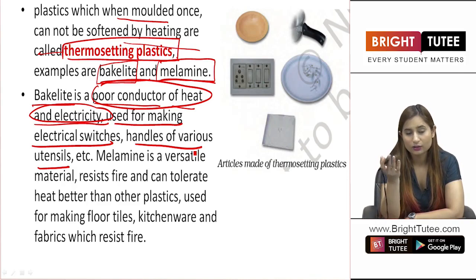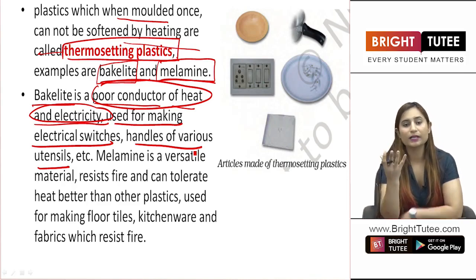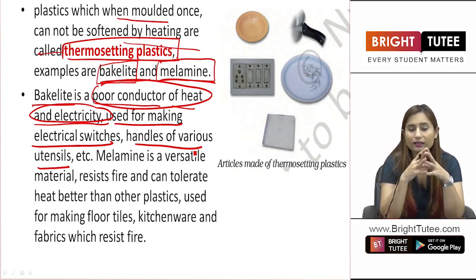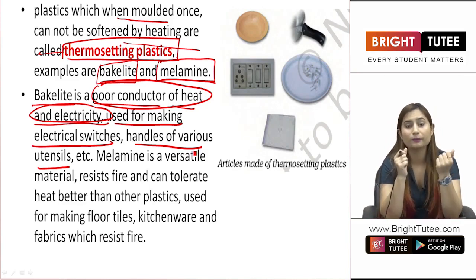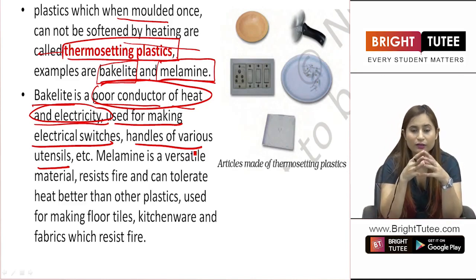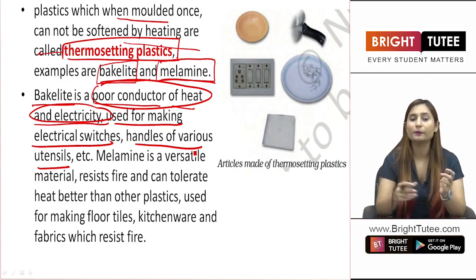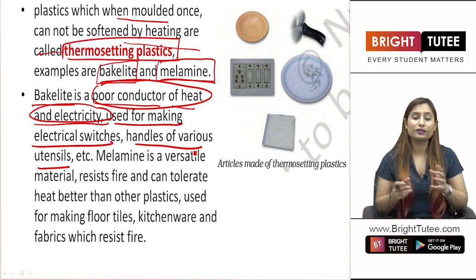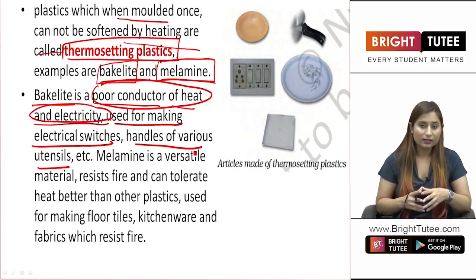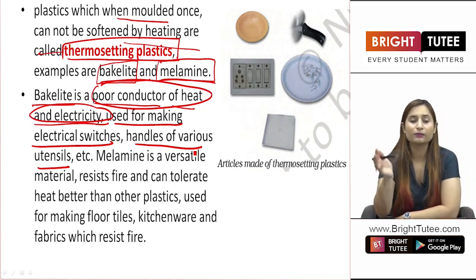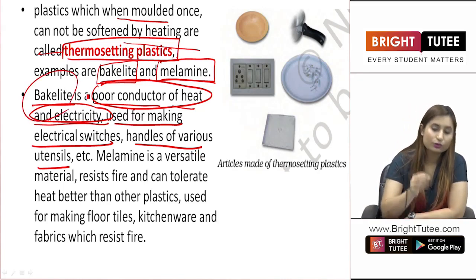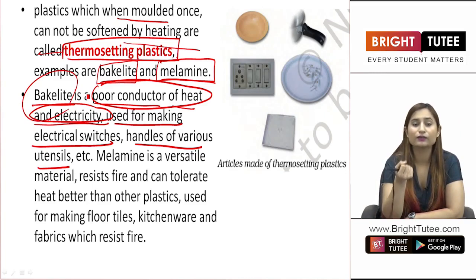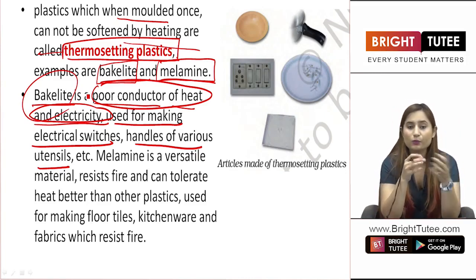Now they are used for making electrical switches, handles of various utensils, because when we heat a utensil on a gas stove, the container which is made up of a metal gets heated, right? So metals are a good conductor of heat, but in case we have to hold that metal, how are we going to hold that hot pan which is being heated on the gas stove? For that we need a handle which is not made up of metal. Instead it is made up of something which is not a good conductor of heat. We have wood also as an example, but other than wood, when we talk about plastics, there is bakelite which is used to make the handles of the pan, with the help of which we can pick up the pan easily.